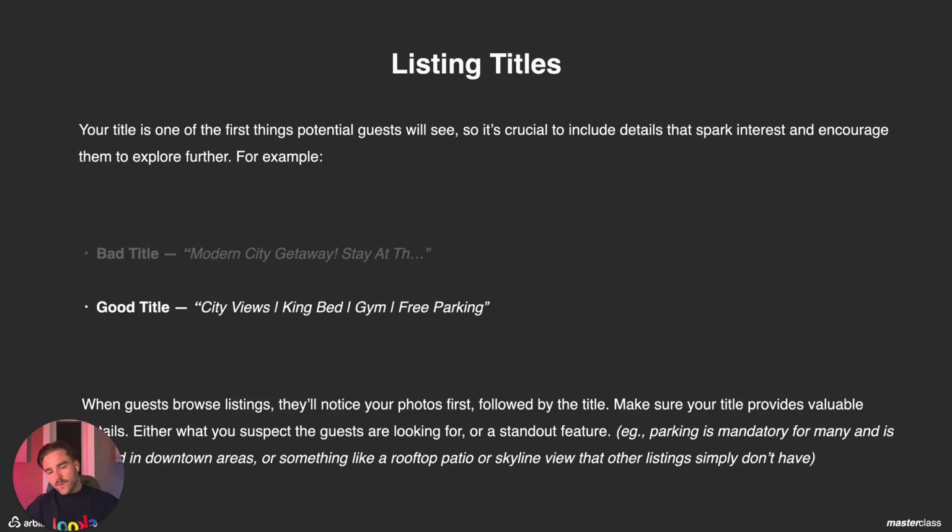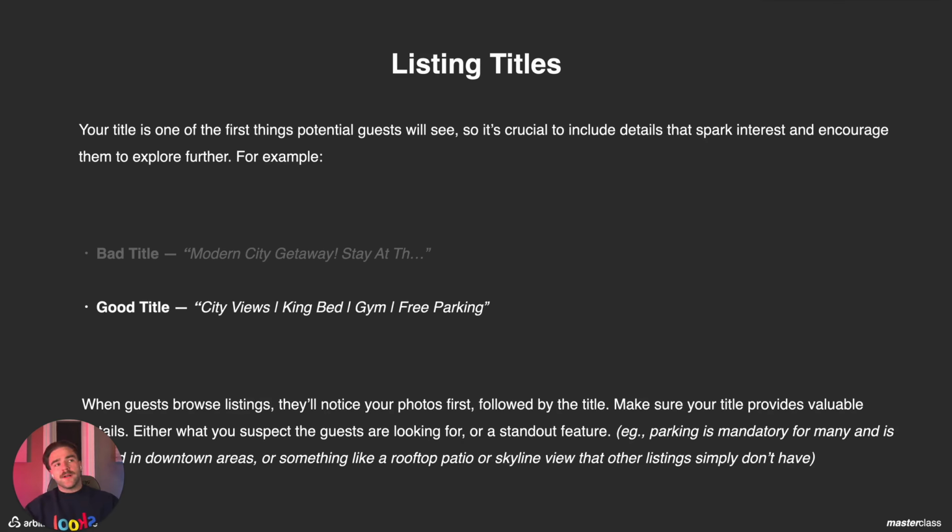So, as I said, when guests browse listings, they'll notice your photo first, followed by the title. Make sure your title provides valuable details, either what you suspect the guests are looking for or a standout feature. For example, parking is mandatory for many and is hard to find in downtown areas, or something like a rooftop patio or skyline view that other listings just simply don't have. This is low-hanging fruit, guys, to increase your conversion rates.